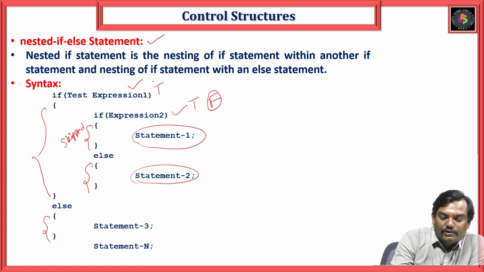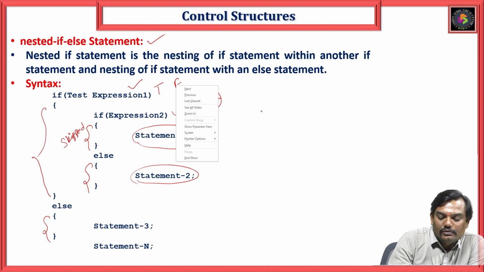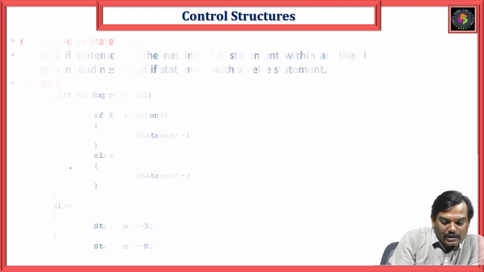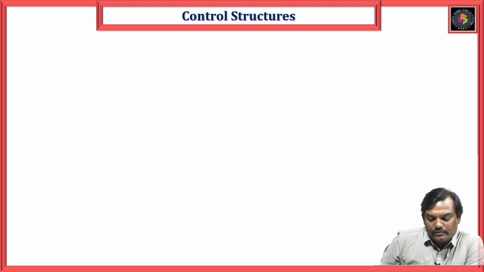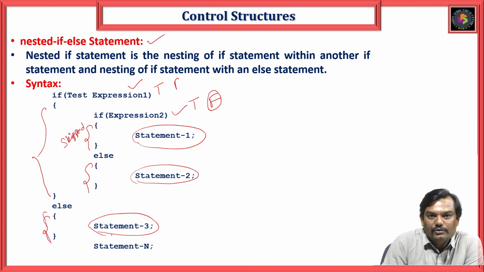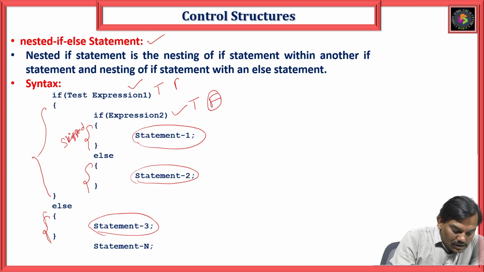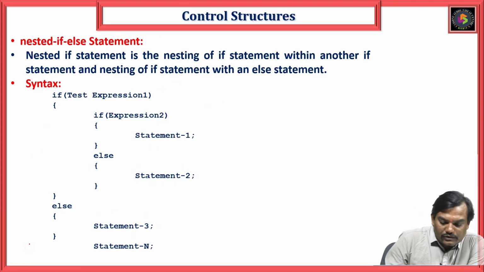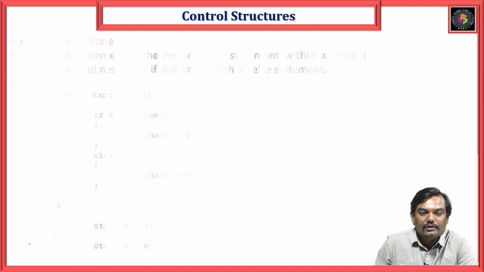If the first expression itself is evaluated to false, then the control will be directly transferred to the outer else block, and whatever statements we have in the outer else block get executed. So this is the syntax we have to make use of in the program. Now we will see the working of this nested if-else statement.